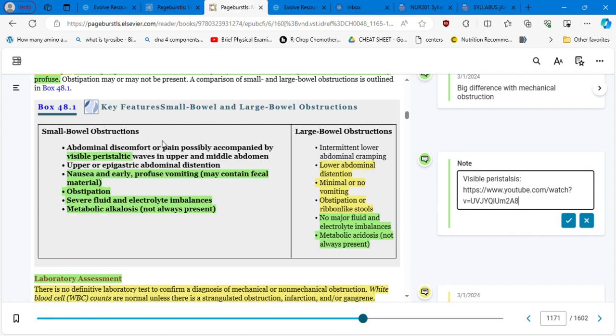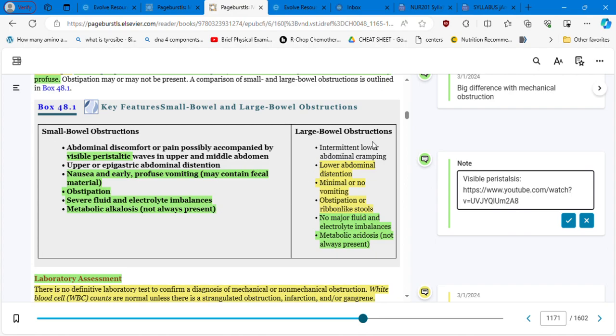A small bowel obstruction: nausea and early profuse vomiting may contain fecal material because, remember, bacterial overgrowth. Obstipation means that there is no bowel movement. Severe fluid and electrolyte imbalance, and I explain what happened with this obstruction. You know, increased peristalsis, increased fluids and enzymes are going to be collected, so therefore they are going to be leaking in the peritoneum area, and that's why we are losing electrolytes. Metabolic alkalosis not always present, right?